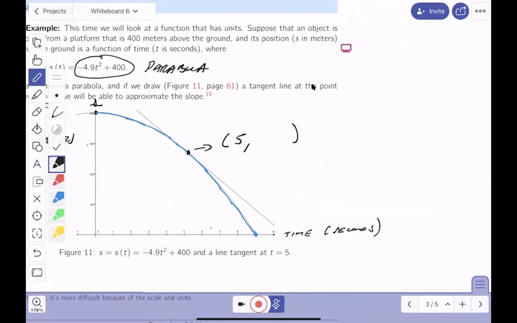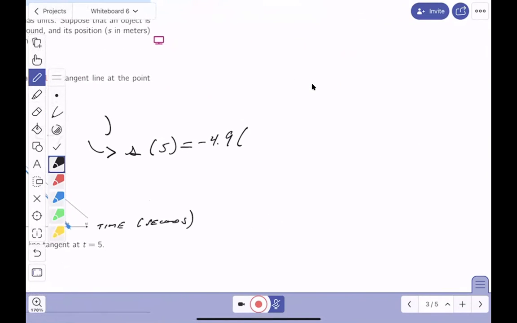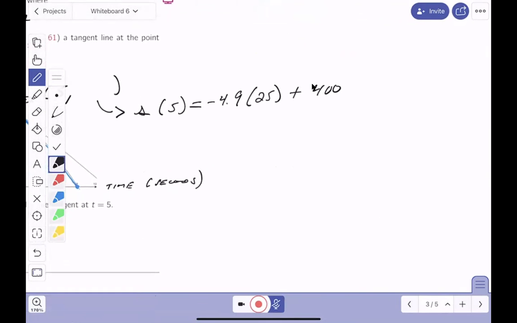Now, when I do arithmetic, it may look different than yours, but it should have the same result in the end. So S of 5, what's that going to be? Minus 4.9 times, what's 5 squared? 25, plus 400. I know it's tough, but I want to go through it with you. All right, so I'm going to do this first. I'm going to do the 4.9 times 25. I know it's negative, by the way, but I'll go through it with you.